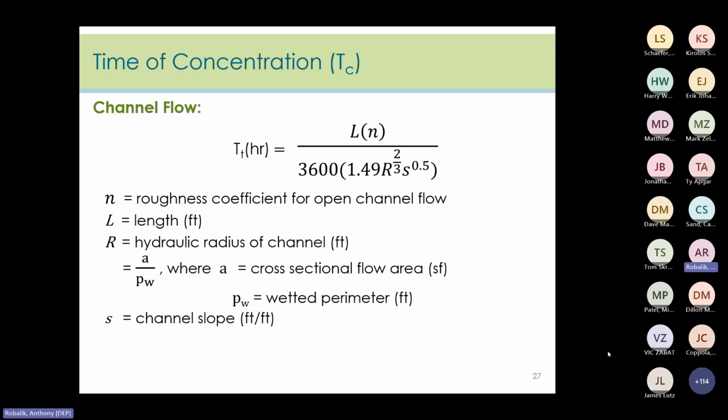The hydraulic radius is equal to the cross-sectional flow area divided by the wetted perimeter. And the wetted perimeter is the surface of the channel bottom and the sides that are in direct contact with the flow. Don't use this equation if you have flow under pressure in a pipe. That uses a different equation. And you shouldn't see this type of flow that often in stormwater calcs for development.